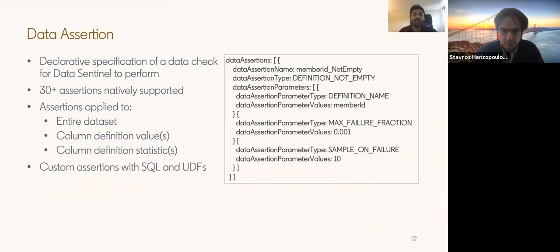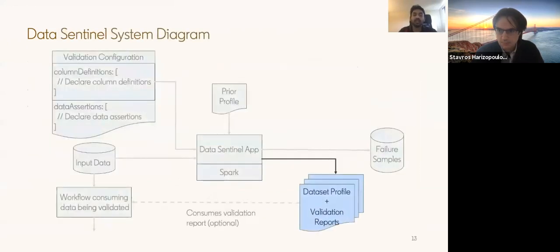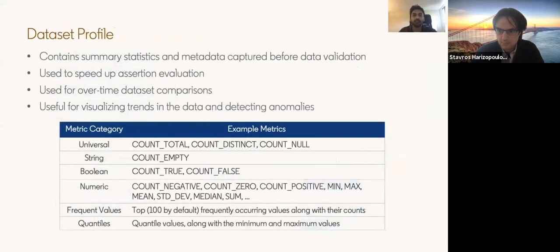Next, let's take a look at an example of an assertion. A data assertion is a declarative specification of a check that needs to be performed on the entire dataset, on individual values of one or more column definitions, or on a metric or statistic computed on these column definitions. Data Sentinel natively supports more than 30 such assertions, and users can always add their own using SQL expressions and UDFs. Let's move on to Data Sentinel's outputs now.